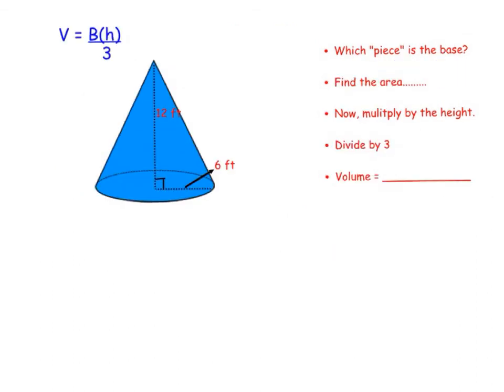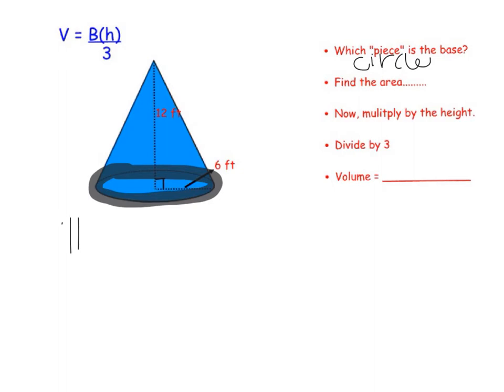Now we have a cone. On a cone, our base shape is always going to be the circle. Okay? The base of a cone is always a circle. So we don't even have to think there. We just know the base of a cone is always a circle. So let's find the area of that circle. Remember, our formula is pi times radius squared. And so the radius of this circle is 6. So we're going to multiply pi times 6 squared, and we get 113.04.